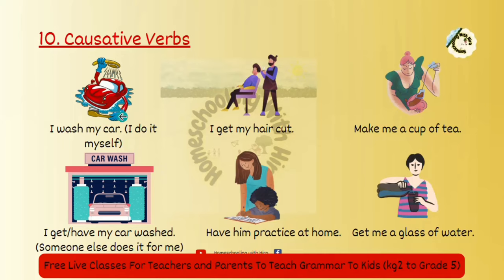Pehle sentence ka matlab hai, main apni car dhota hun. Dusre ka matlab hai, main apni car dhulwata hun. I get my car washed. It means that I don't do it myself. I ask somebody else to do it for me. Right? So the subject is asking someone else or causing someone else to do this action.